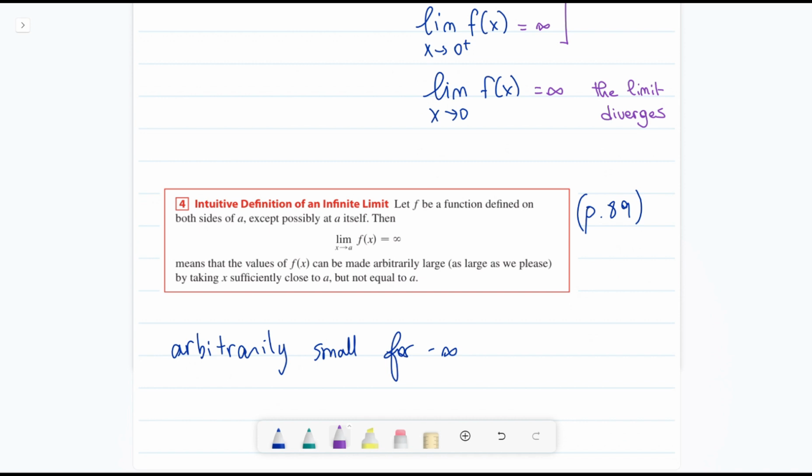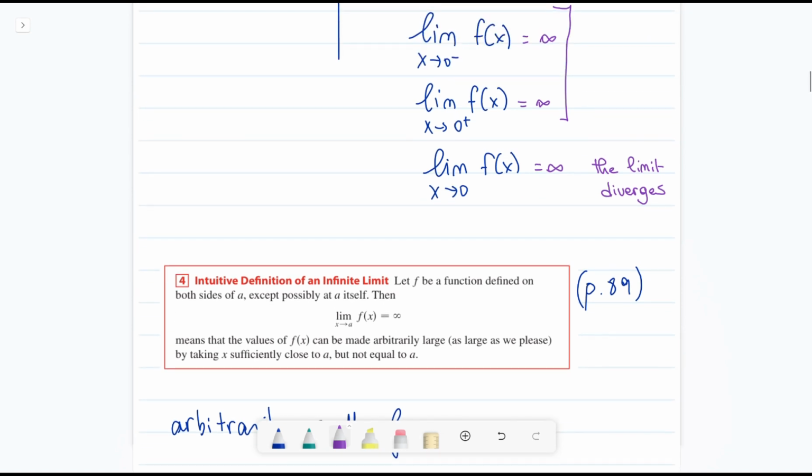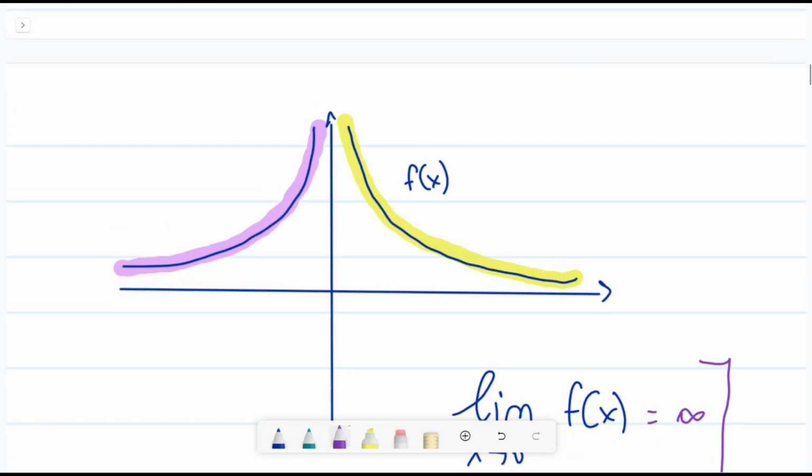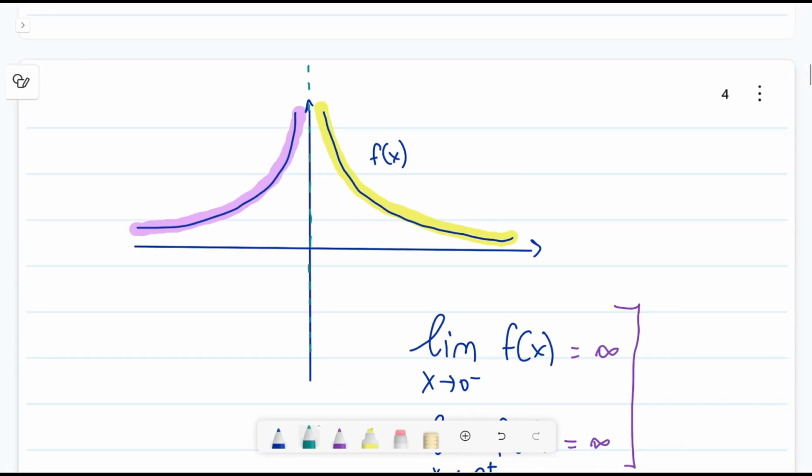So let's look at this definition. Let f be a function defined on both sides of a, except possibly at a itself. So let's look up again. f of x is defined on the right side of a and on the left side, but at x equals a, which in our case is 0, we have an asymptote here. So it is not defined at x equals 0.